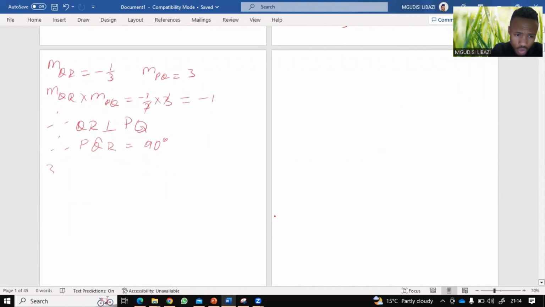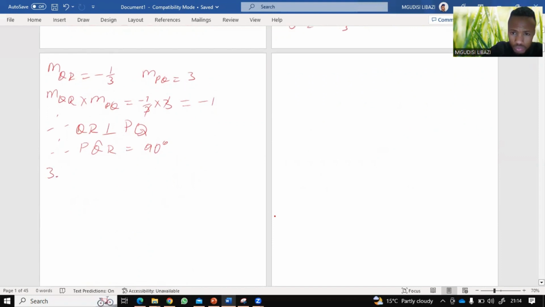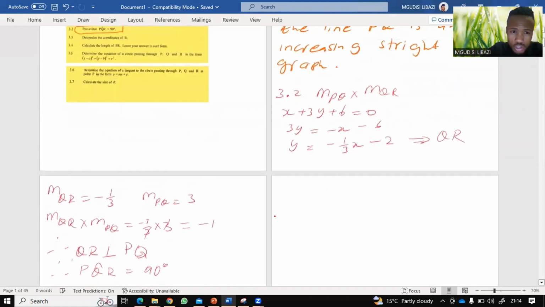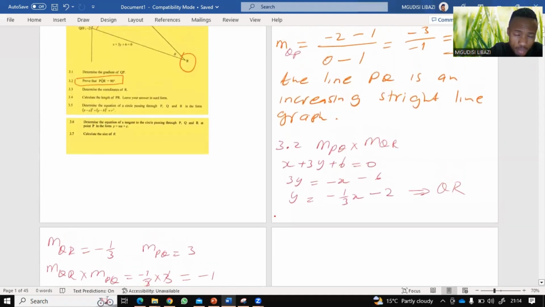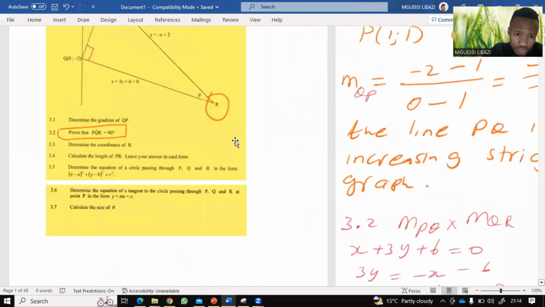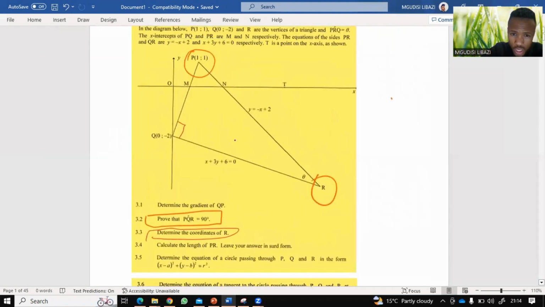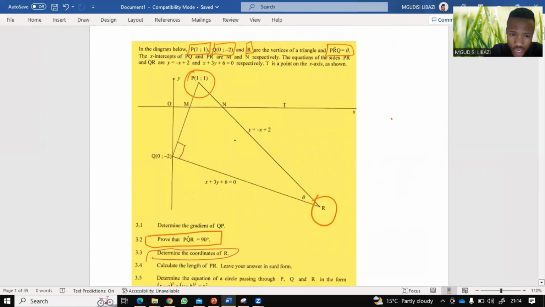So we're going to now go to 3.3. In 3.3, the question says determine the coordinates of R. So where is our R now? Our R is this coordinate here.